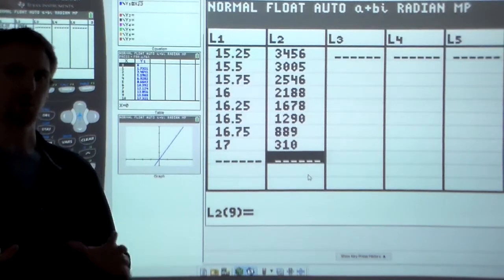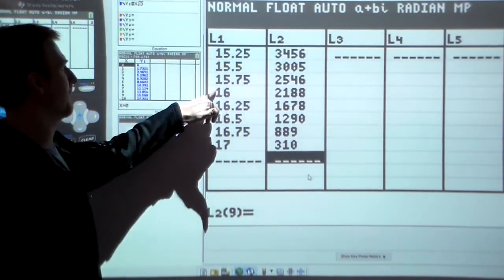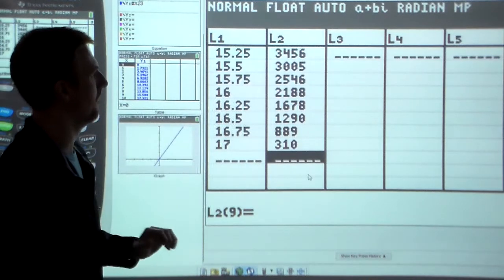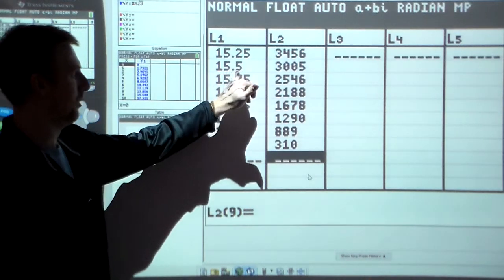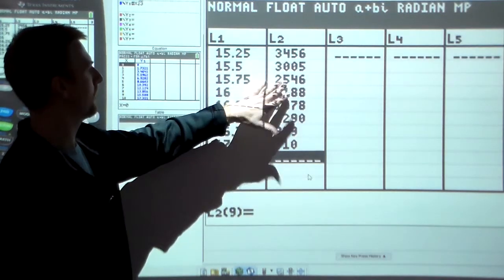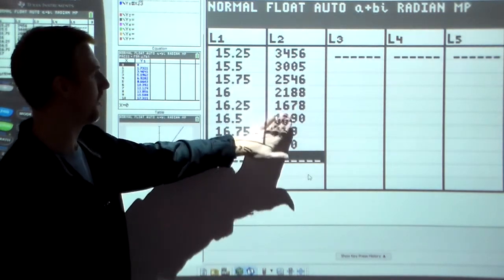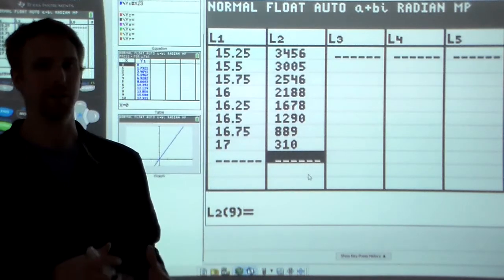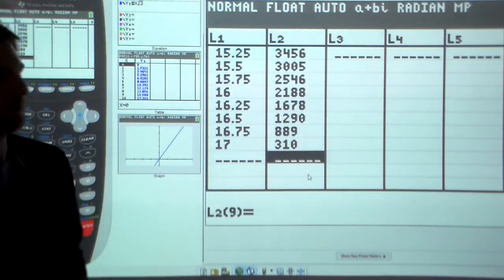A couple things to notice once you get this in here. I don't have to put 16.00, 16 is good enough, 17 is good enough. I can put 15.5 instead of 1550, that's fine too. Double check all of your numbers, all your prices, all the quantities, make sure they match up perfectly with your chart. If they don't, the equation's going to be wrong.